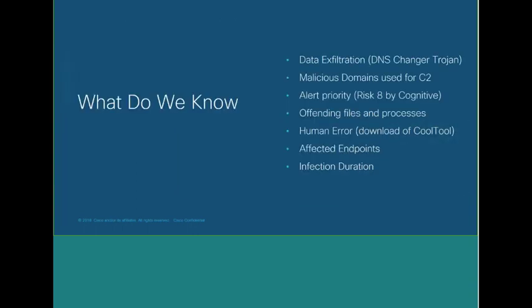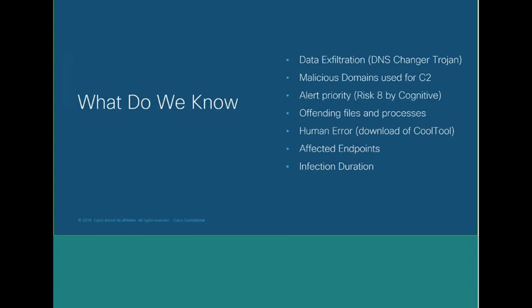Here's what we know now. We have a data exfiltration Trojan that changes DNS settings. So if it's changed away from Umbrella, that machine no longer has Umbrella protection. We know the malicious domain used for command and control, sportnew.net. We know the alert priority. Cognitive called this an 8. This is a box that has some of our IP on it, or perhaps has users on it that have certain levels of network privileges.